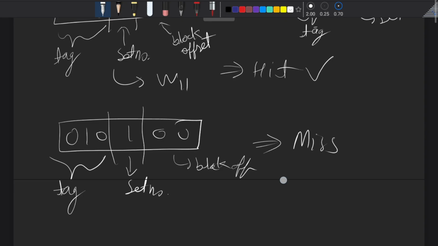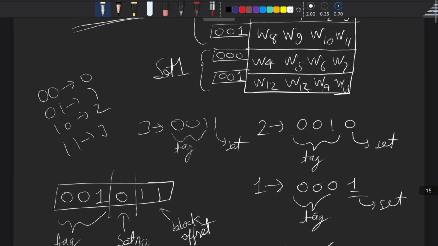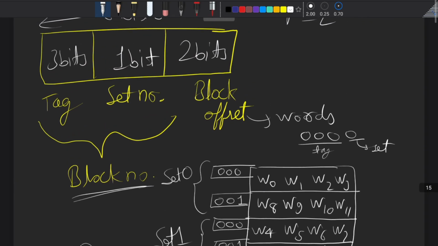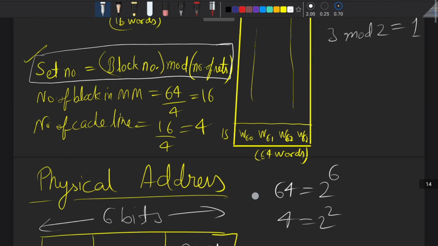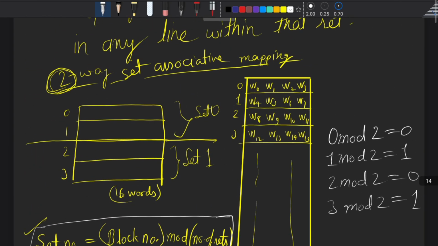So I hope that you have understood how set associative mapping works, and we can have other examples where this can be three-way set associative or four-way set associative. The only change will be that in each set the number of lines will change based on this number.